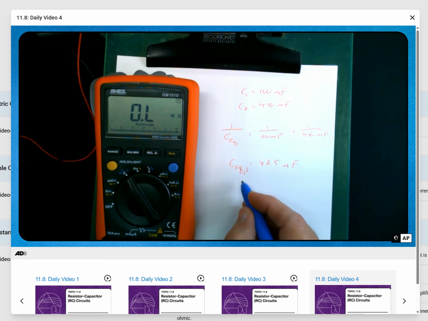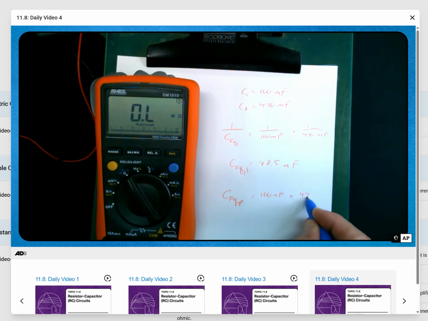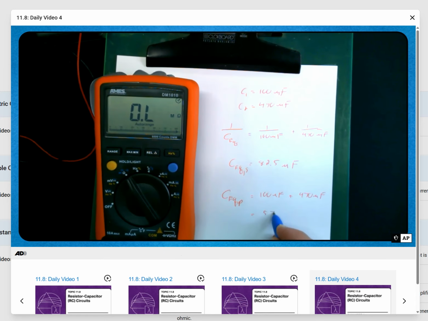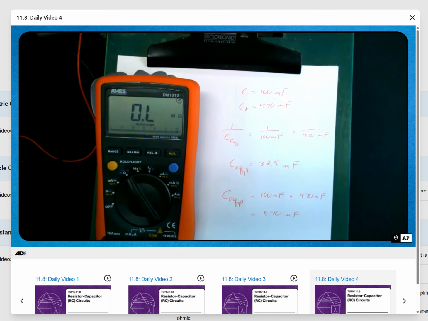And then if we put them in parallel, it would just be C1 plus C2, so 100 microfarad plus 470 microfarad. So that would be 570 microfarad. Well, let's test them. I have here a meter that is designed to measure a number of things, including capacitance. I have our two capacitors here.